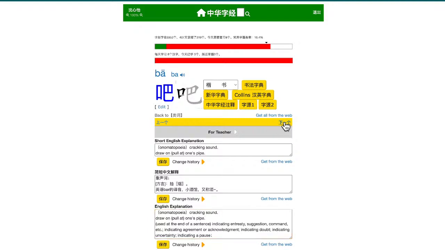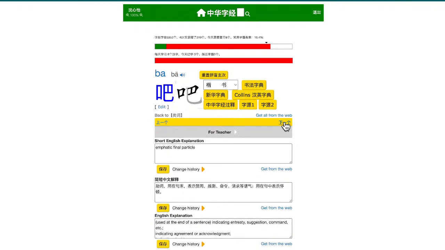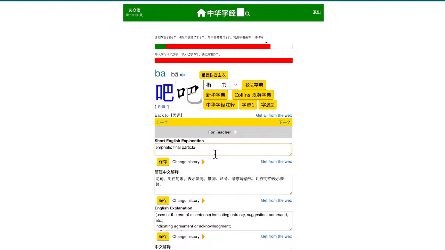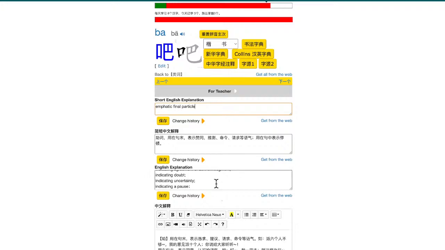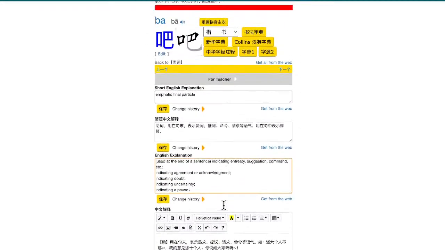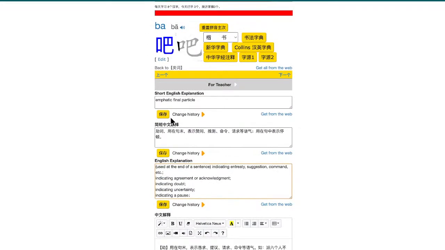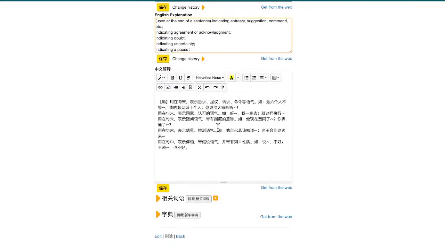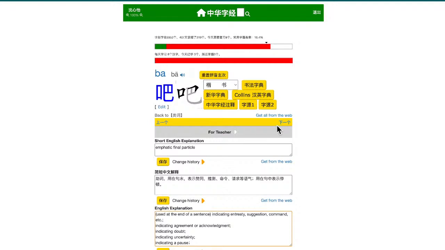Now the second pronunciation is the fifth tone, which is the 轻声. So this now becomes an emphatic final particle, added at the end of the sentence to indicate entreaty, suggestion, command, etc. A lot of the time at the end of the sentence it becomes a 轻声 instead of the first tone. All right, so next one.